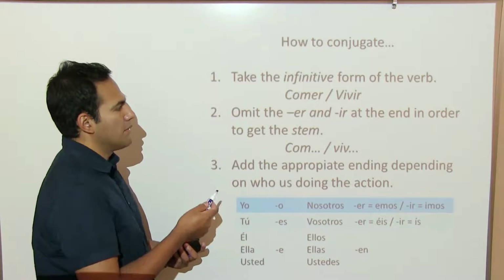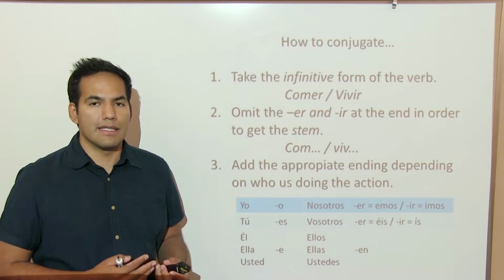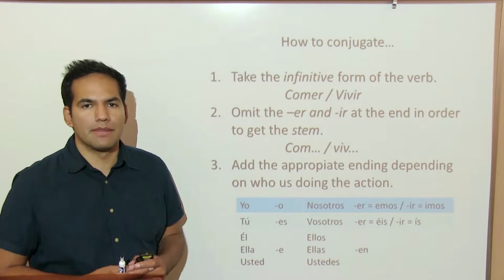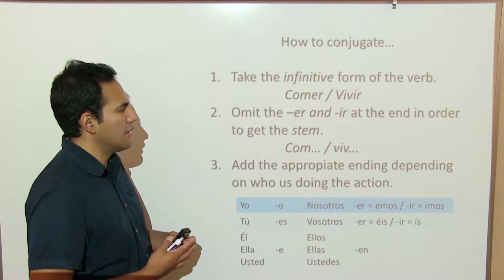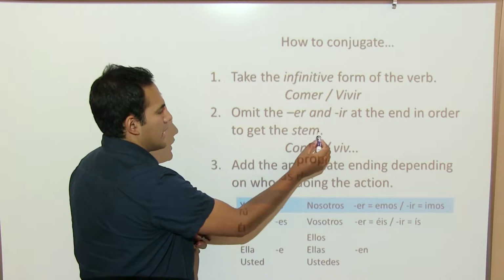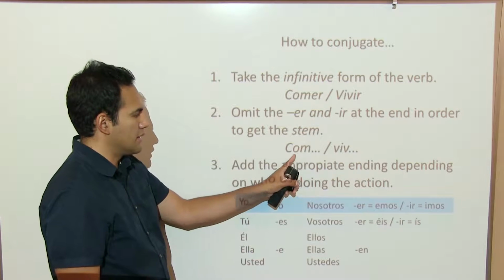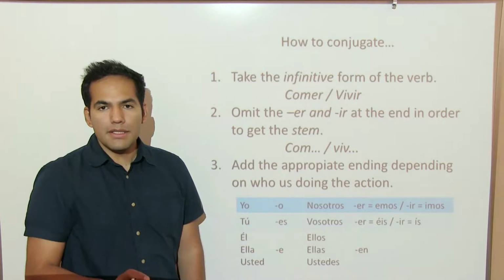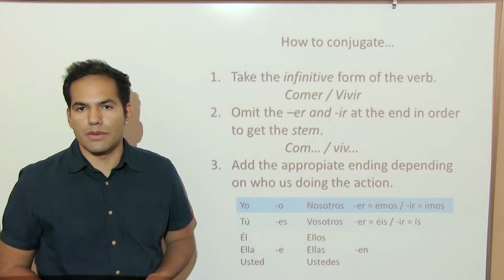So here we have two examples, comer and vivir. One is an IR verb and the other one is an ER verb. So once you have the verb, the second step is to omit the last two letters, in this case ER and IR, and keep the stem of the verb. In this case, we have the stem for comer, which is this, and then the stem for vivir, which is this. And once you have that, we're going to add the appropriate ending depending on who is doing the action.